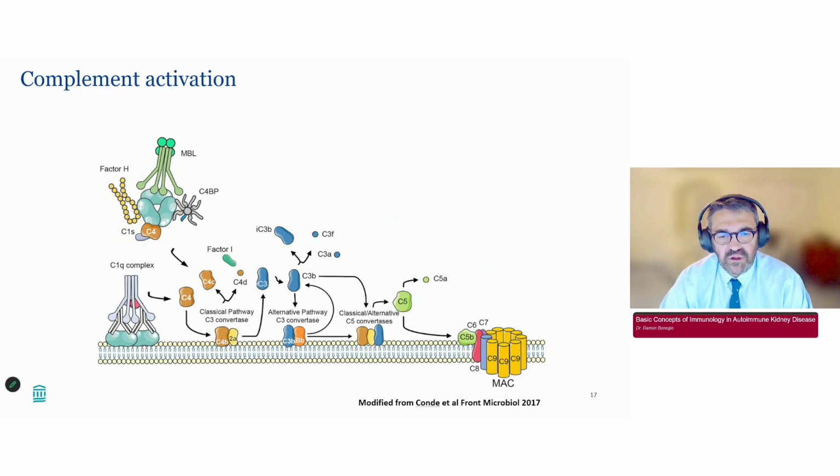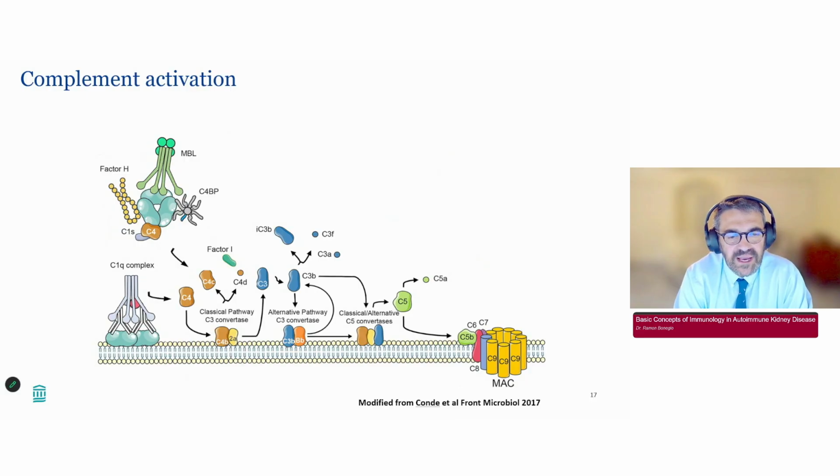The alternative pathway is a pathway that is continually ticking over and is always at the ready to attack foreign material that enters your body. And this pathway has to be regulated. And in discussion of various diseases like C3 glomerulopathy, you're going to hear about what happens when the regulation of this alternative pathway goes bad.